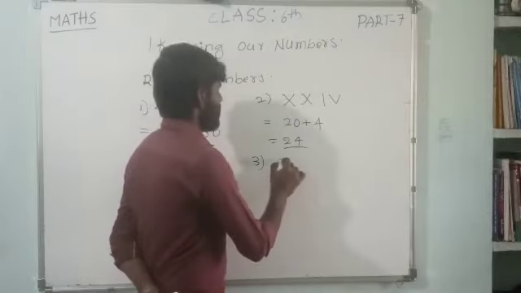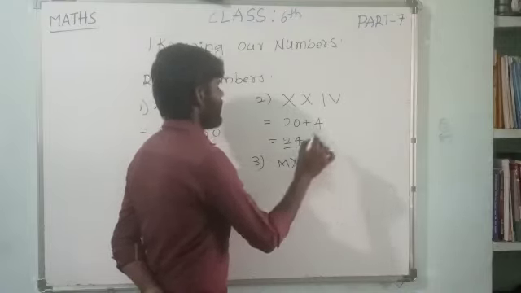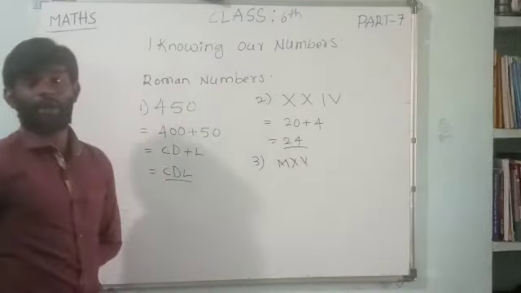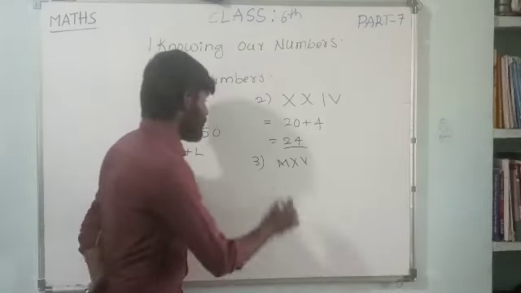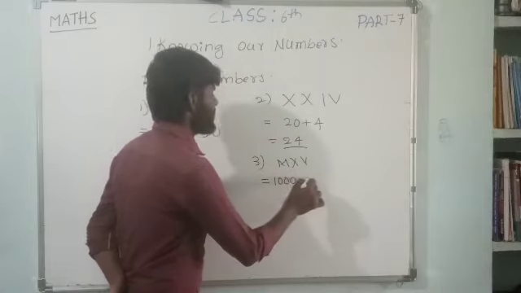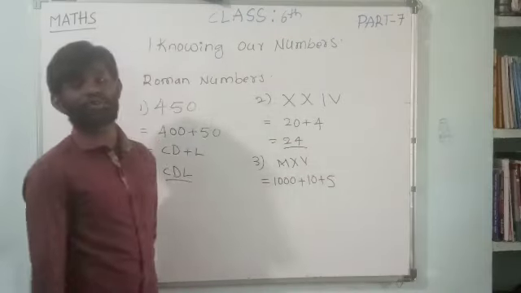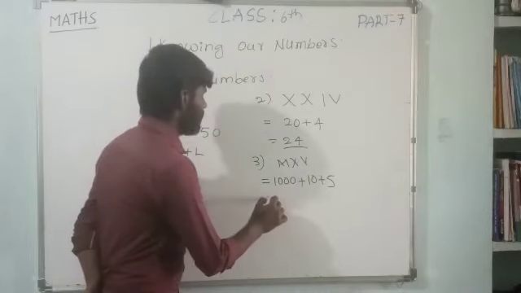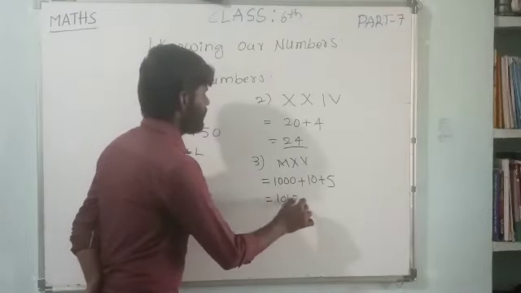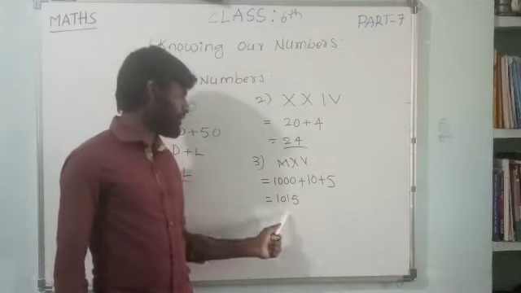Example 3. Suppose MXV. M means we know 1000. M means 1000 plus X means 10 plus V means 5. Yes, 1000 plus 10 is 1010, plus 5 is 1015.